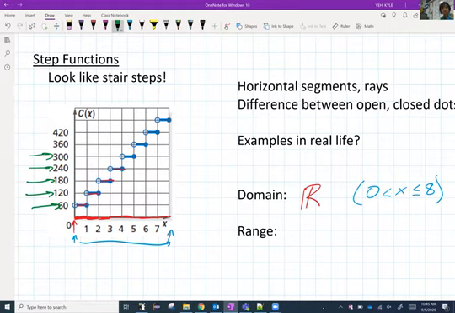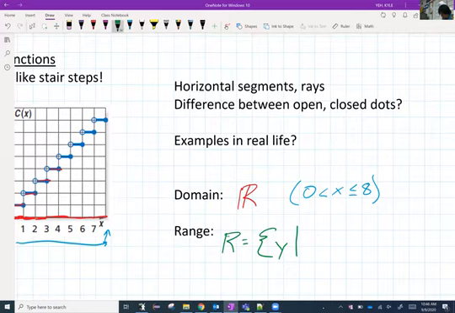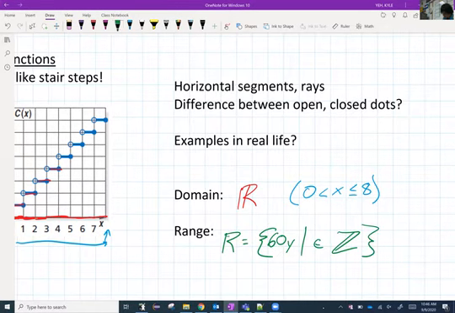So I'm going to go back to that set builder notation that we've seen before. And I'm going to write that our range is the set of all the 60 times y's such that y is an element of the integers. Gosh, I forgot my y. Y is an element of the integers.